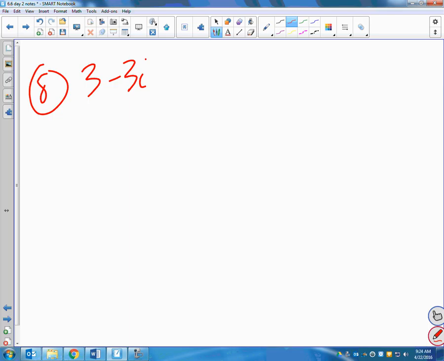Yesterday, I think it was 2 + 2i, if you notice that these are the same numbers, your theta should be a multiple of pi fourths. If you didn't know that, you can just find r. r would be the square root of 3 squared, which is 9, plus -3 squared, which is 9, which is the square root of 18, which is 3 radical 2.